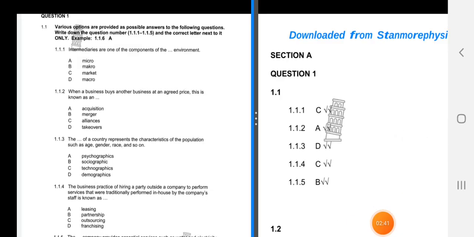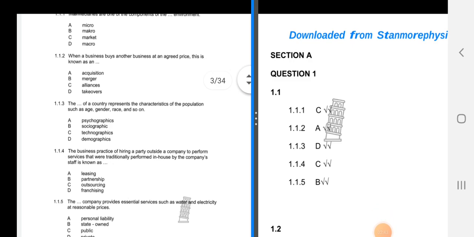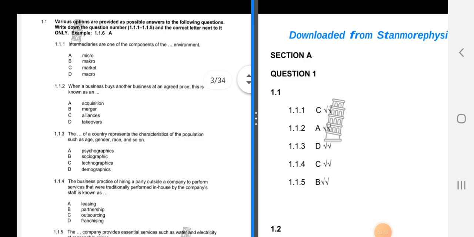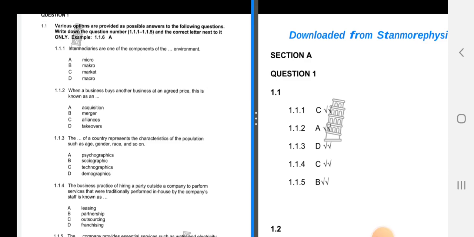So you can pause this question, answer these questions, and then come look at the memo. So number 1.1 says intermediaries are one of the components of what environment? So what intermediaries are the component of which environment? We have micro, macro, and market. So intermediaries are part of the market environment. They are the link between businesses and individuals.